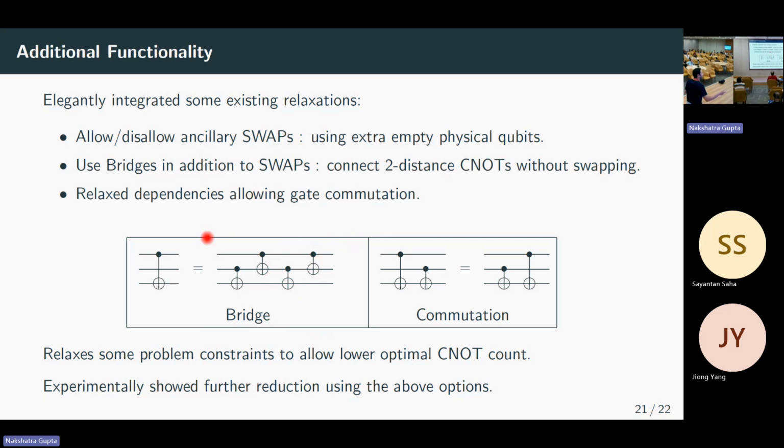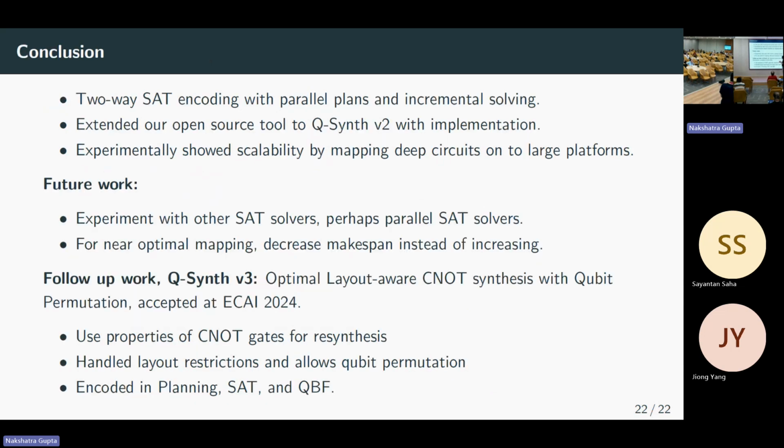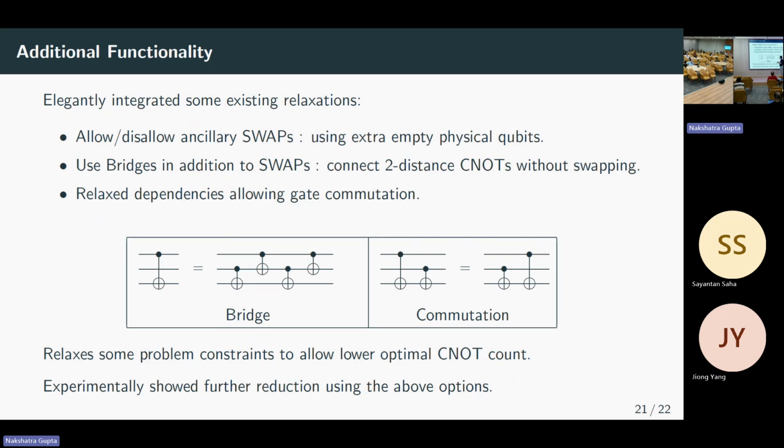And the second one: sometimes swapping qubits is not what we want. Turns out you can use something like a bridge. For example, if you want to connect 2 physical qubits, where only these 2 qubits are connected and these 2 qubits are connected, you can use such a gadget instead of a swap. So these are 4 CNOT gates, so you have a 3 CNOT penalty. It's the same as a swap. But if you don't swap, in some instances it helps. You can reduce the number of swaps you need, the number of CNOTs you need.